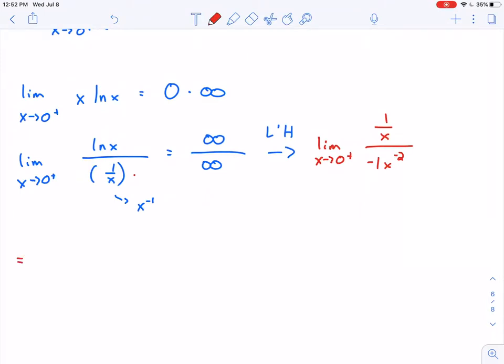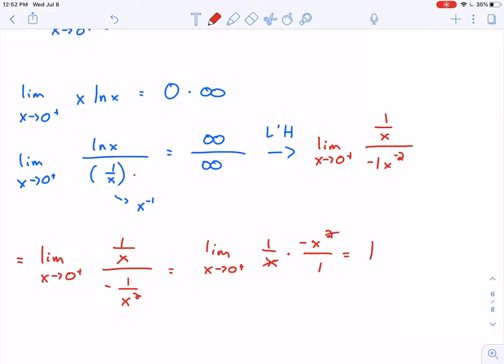So, okay, let's just do a little bit more simplifying here. Limit as x approaches 0 from the right-hand side. This is 1 over x divided by negative 1 over x squared. So let's see, I can rewrite that as 1 over x times negative x squared over 1. So, okay, what happens? I can cancel a power of x. The only thing that remains is negative x. Limit as x approaches 0 from the right of negative x, I'm just going to plug in 0. Negative 0, well, that's just 0. So that's my answer, right?